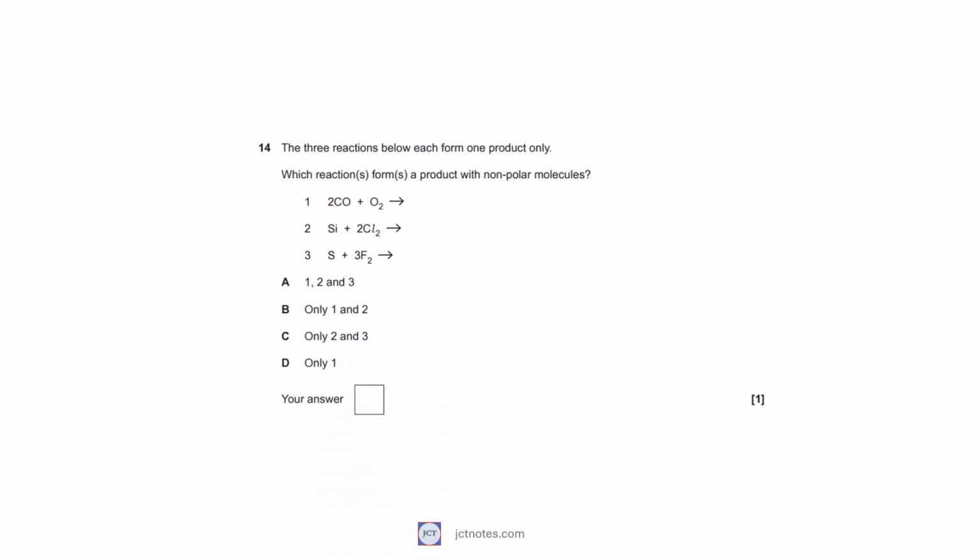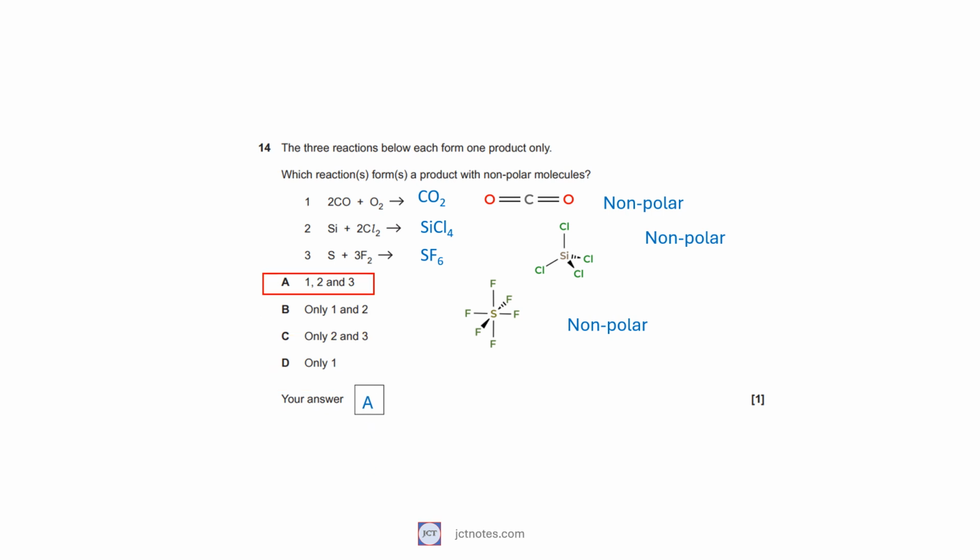In question 14, we are given three reactions, each forming one product only. We are asked which reaction or reactions form a product with nonpolar molecules. In reaction 1, we obtain carbon dioxide, a linear molecule that is nonpolar. In reaction 2, we obtain silicon tetrachloride, a tetrahedral molecule that is also nonpolar. In reaction 3, we obtain sulfur hexafluoride, an octahedral molecule with 90 degree fluorine-sulfur-fluorine angles, and it is also a nonpolar molecule. Consequently, reactions 1, 2 and 3 form nonpolar products and the answer is A.